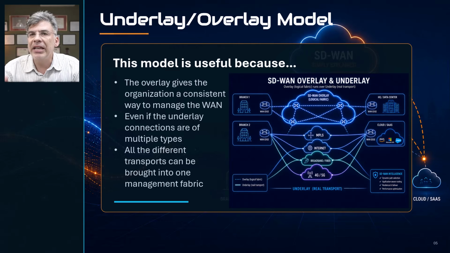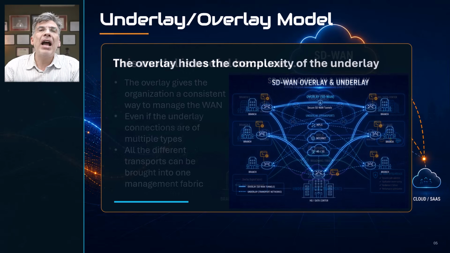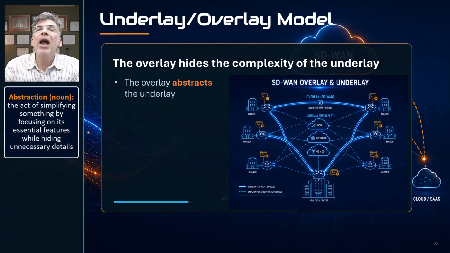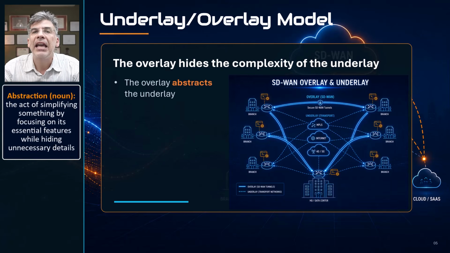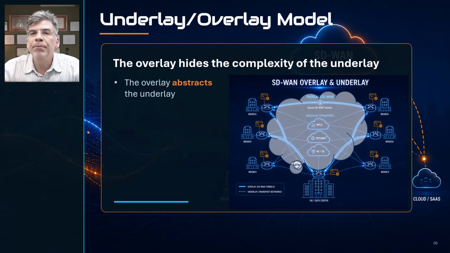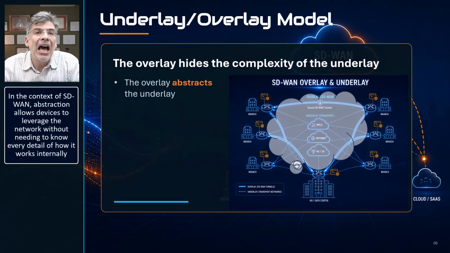This does not mean that all links are equal. It does not mean that all links should carry the same traffic. It does not mean that all paths have the same quality, but it does mean that the SD-WAN system can see and use multiple types of connectivity in a more coordinated way. Now, before I use the term abstraction, this is a very important concept when we're talking about overlays and underlays. The overlay is an example of an abstraction. It abstracts the complexity of the underlay, making it easier to manage. It's this idea of containing all the complexities of the underlay within a cloud like this.